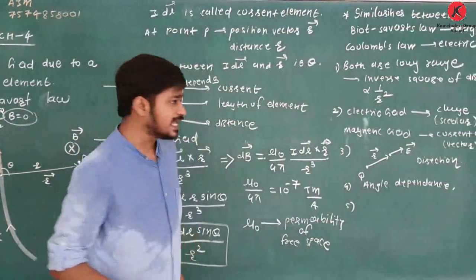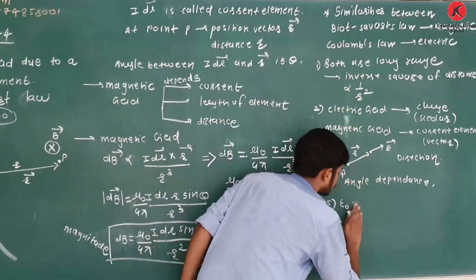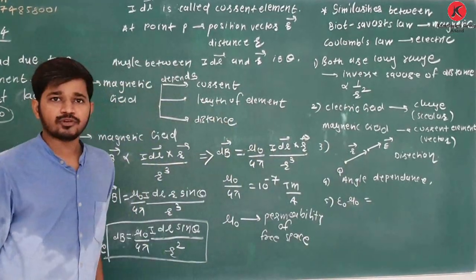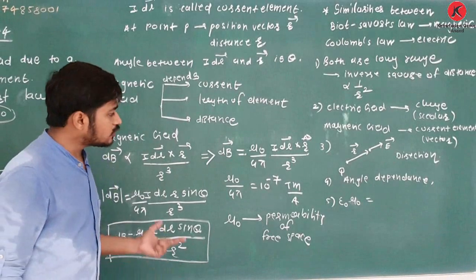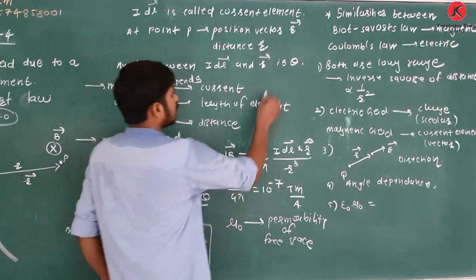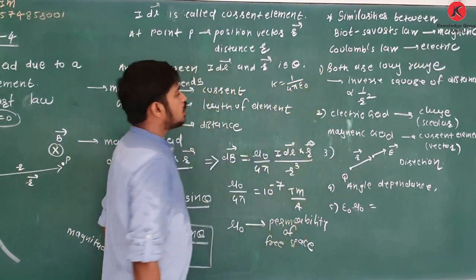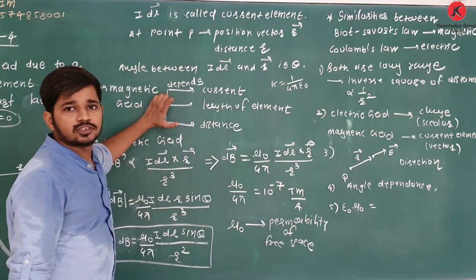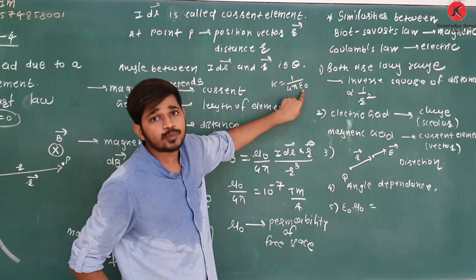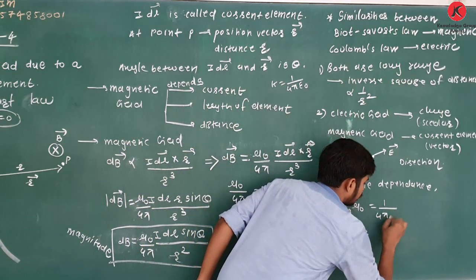Okay. Last point, that is number 5. That is one relation: epsilon 0 into mu 0. How to write this epsilon 0? Yes, you know one relation: k is equal to 1 upon 4 pi epsilon 0. Then make epsilon 0 the subject. It is 1 upon 4 pi k.